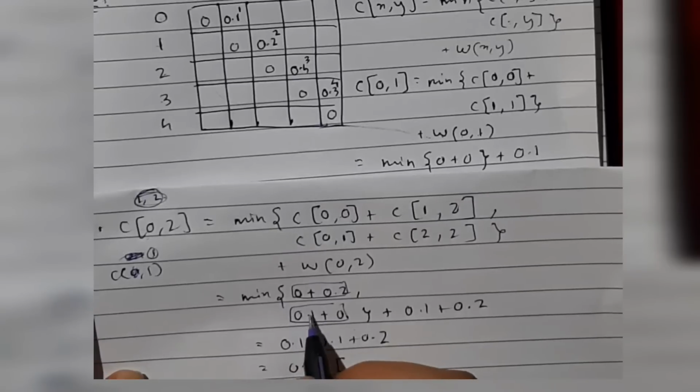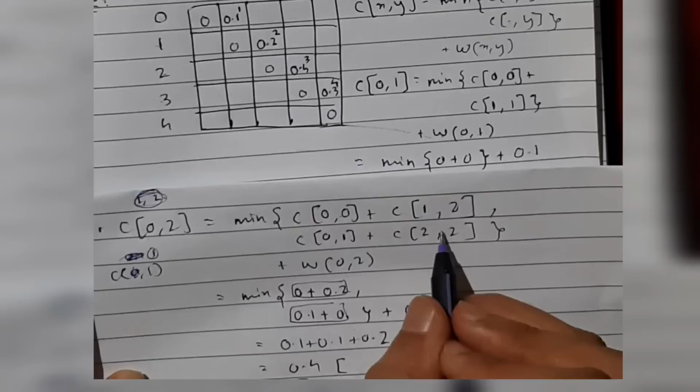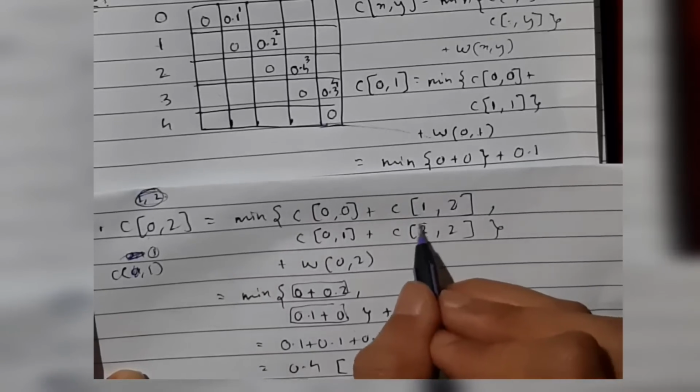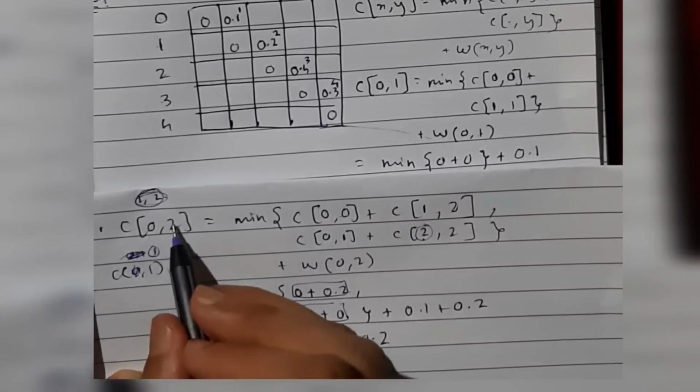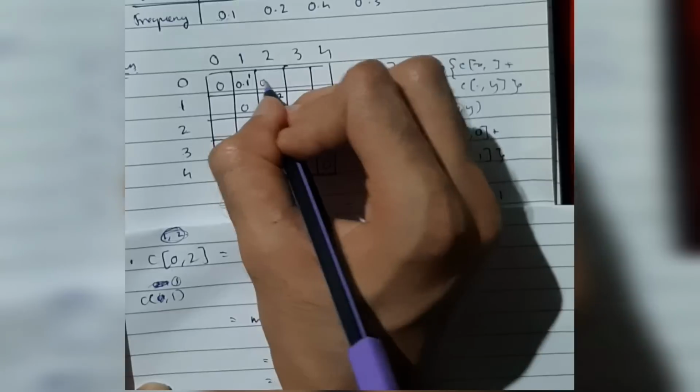From which part did we get the answer? From the second part, right? See, in the second part we choose the minimum. The second part corresponds to this one, in which we have selected the element 2. So here I will write 2. We'll be using this value and filling in the cell 0 comma 2. I'll be filling 0.4 here, and the number we got it from is 2.